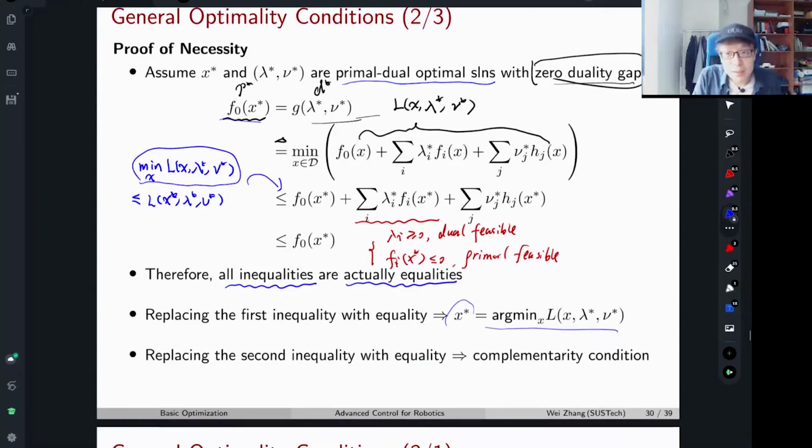So I have an inequality sign here instead of an equality. But because we start by assuming zero duality gap, we know all the inequalities should be equalities. Then if this one is an equality, this other term has to be 0. Because if this is equality, we know this is 0 already, so this has to be 0. That gives us a complementarity condition. There are many ways to prove different variations of these optimality conditions. This is pretty high level, but it tells you the importance.